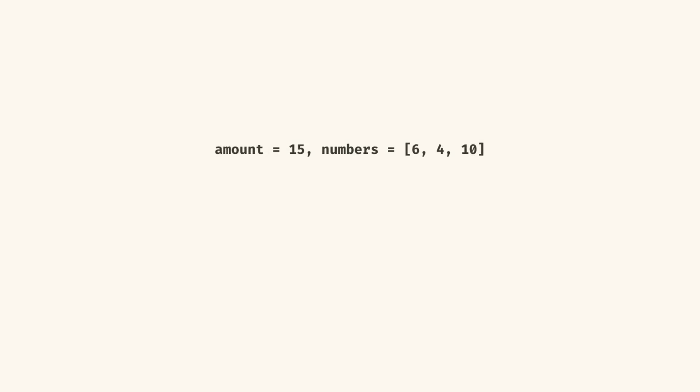So if I gave you a target amount of 15, and I gave you numbers to choose from like 6, 4, and 10, that would actually be impossible. So you should return false. All right, so how do we start attacking this one?